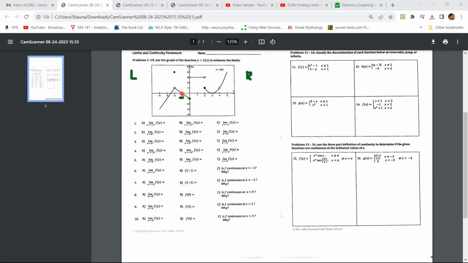So the limit as x approaches -1 from the left of f of x is 0. Now we're going to do the same thing, but we're going to approach from the right. Okay? From the right. Now, let me show you.